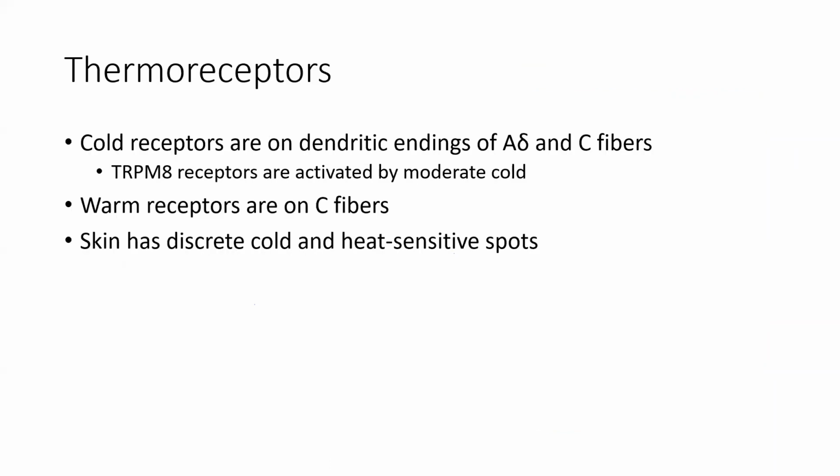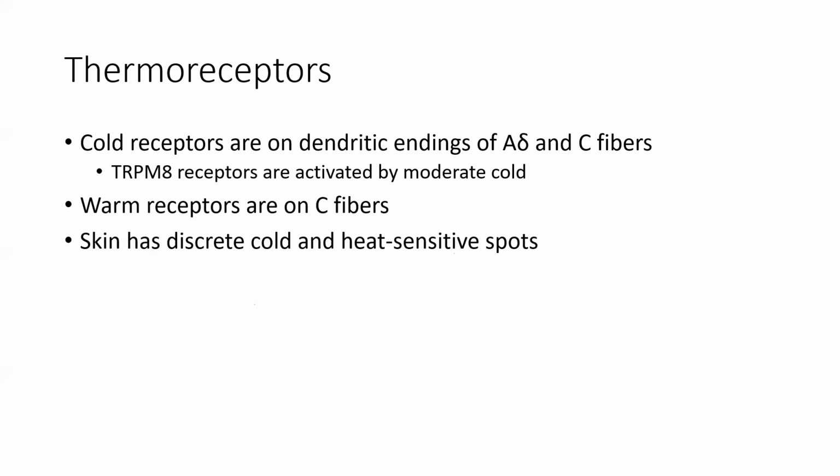All right, let's now go to thermoreceptors. Ito naman yung mga receptors that mediate the sensation of heat and cold. So cold receptors are actually found on the dendritic endings of your A delta and C fibers. And the receptors that are activated by the cold sensations are actually your TRPM8, no? While your warm receptors are on the C fibers. So therefore, magkaiba pala yung location ng heat sensitive spot at saka ng cold sensitive spot ng katawan. So they have different localization.